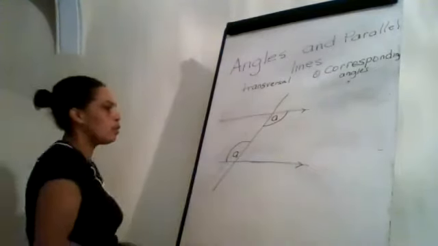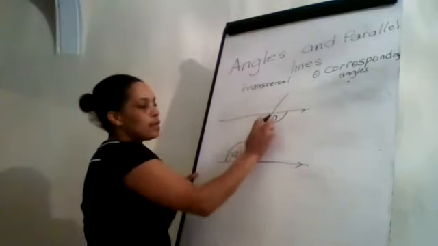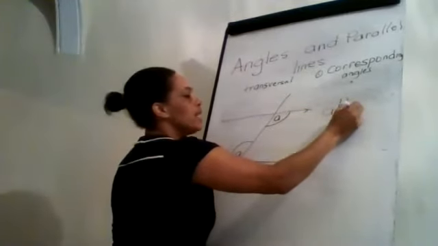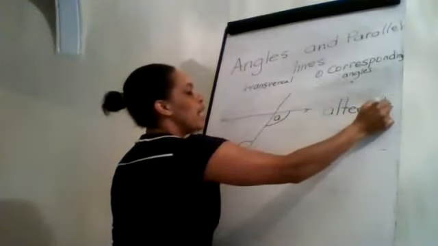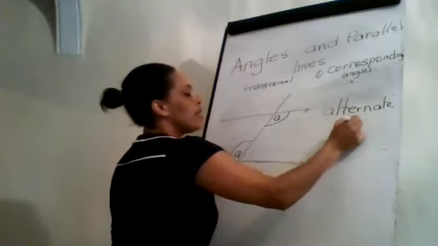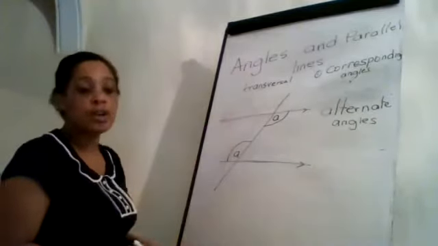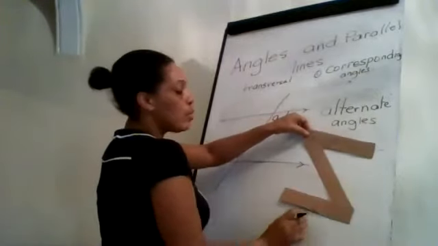Back to where we left off. We said that these two angles are called alternate angles. A-L-T-E-R-N-A-T-E. Alternate angles. And alternate angles are equal. Just a reminder, how did I demonstrate that they were equal?